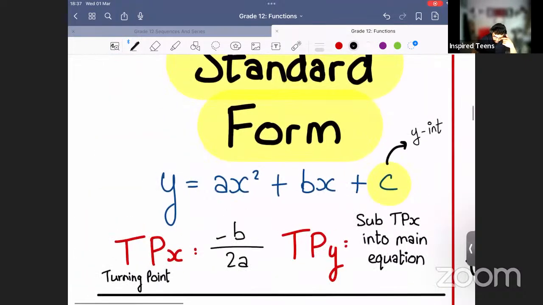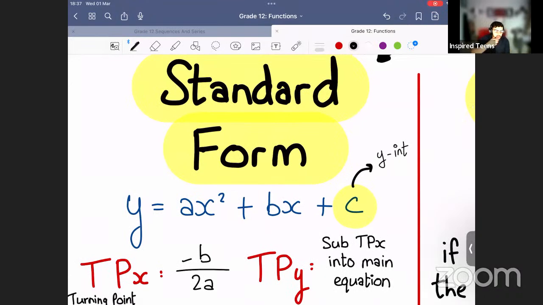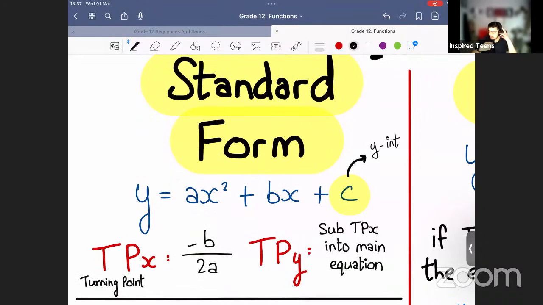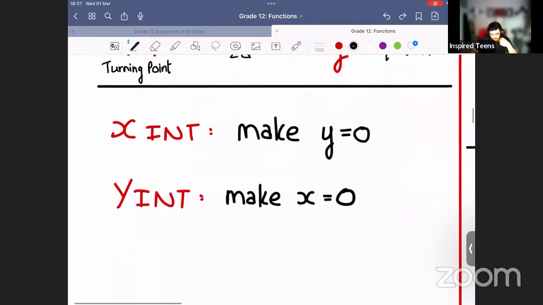So the turning point coordinates can be calculated using these formulas when standard form is given. Turning point x is equal to negative b over 2a. When we say negative b, we're talking about this b, the coefficient of x. And 2a, we're talking about that a, which is the coefficient of x squared. Then to get the turning point y, you solve for the turning point x first. Once you have solved for turning point x, you substitute that x value into the equation to get the turning point y value. We will eventually get to an example.